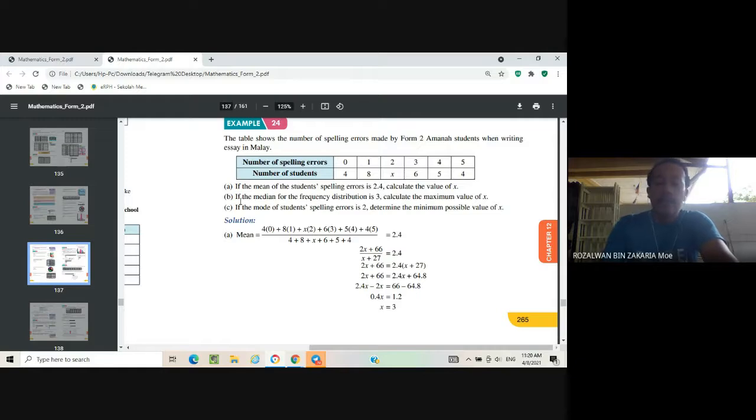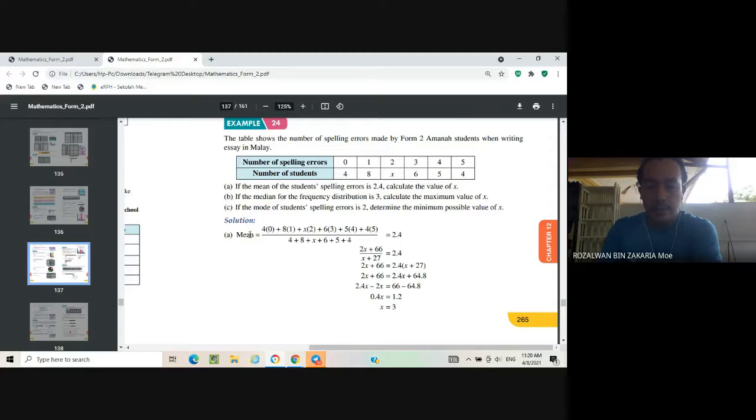Question A: if the mean of the student spelling errors is 2.4, calculate the value of x. B: if the median for the frequency distribution is 3, calculate the maximum value of x. And C: if the mode of the student spelling errors is 2, determine the minimum possible value of x. Now look at A, how to solve A to find the mean.